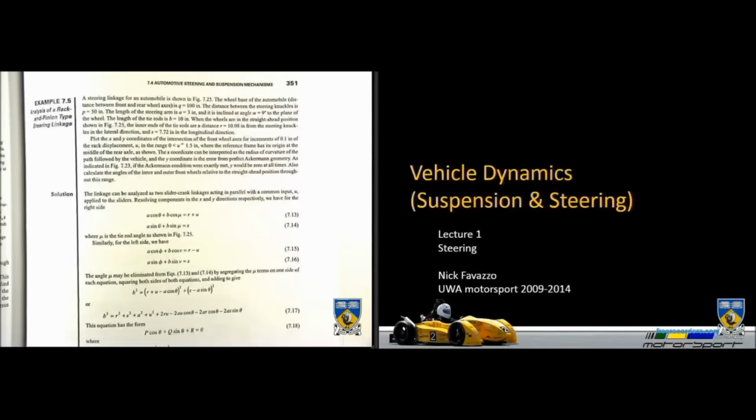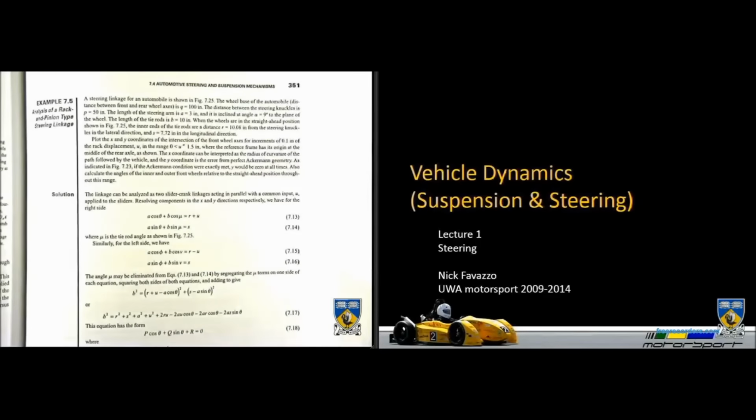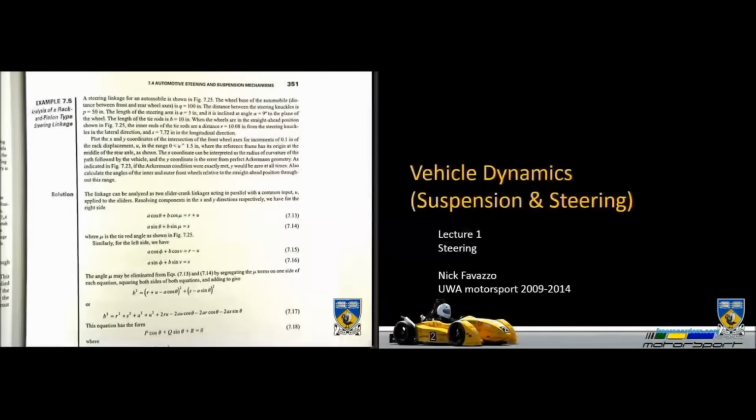Essentially, the linkage can be analysed by two slider crank mechanisms acting in parallel with the common input, which in this case is the delta U. All right, we'll zoom back in on this one.